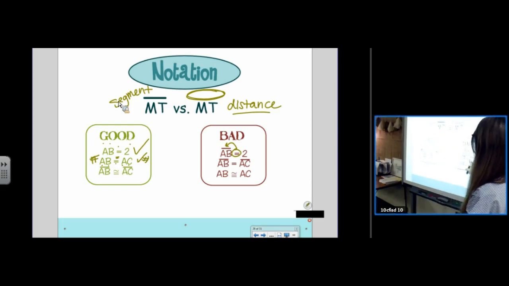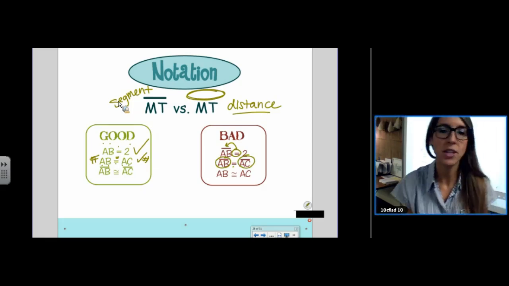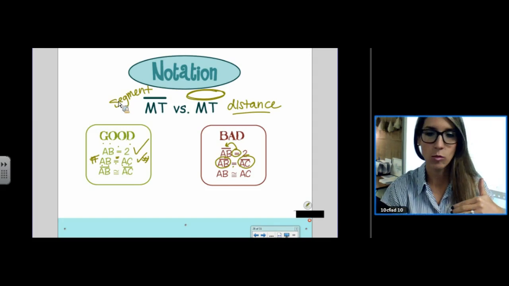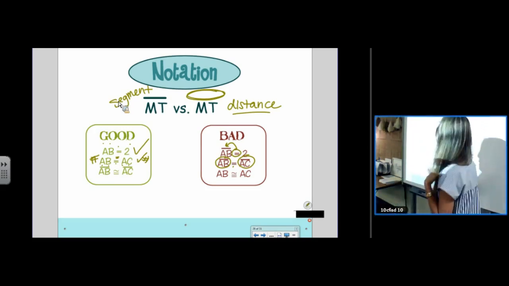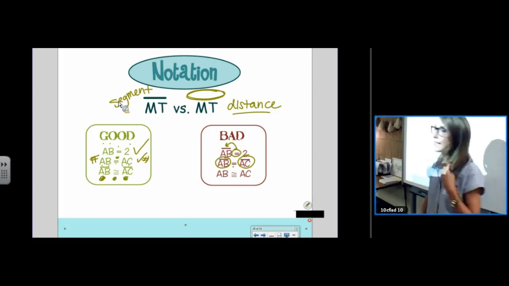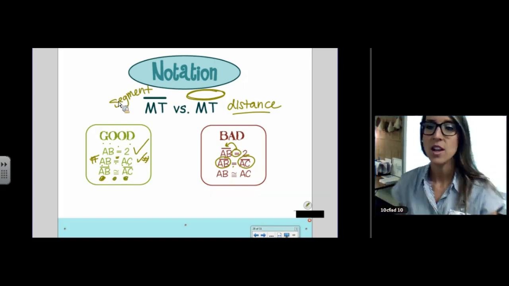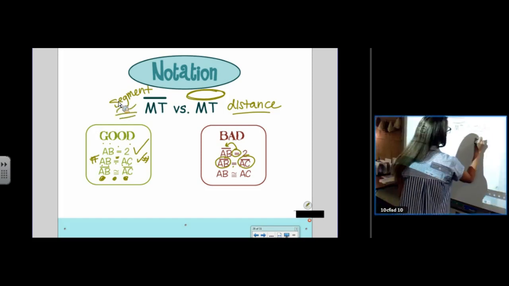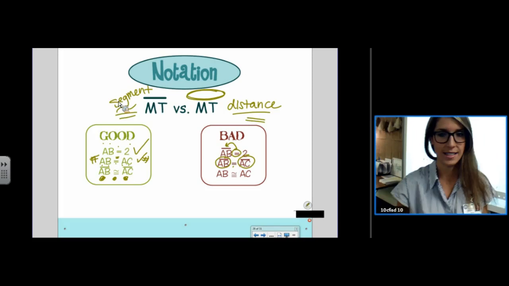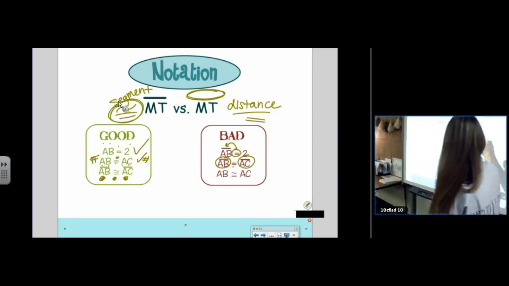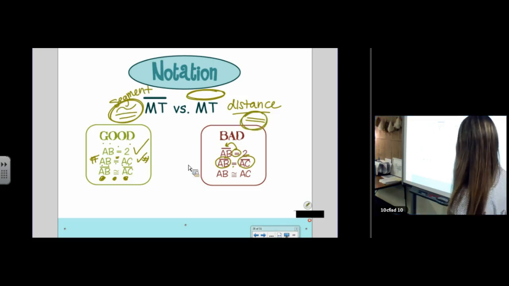Over here, this is bad. A segment can't equal a segment. An object can't equal an object. It can be congruent, but it can't equal. Here's how it should have been written. Segment AB is congruent to segment AC. That's good. So you use congruent with objects, and you use equal sign with distance. I hope that makes sense. These are objects. These are numbers.